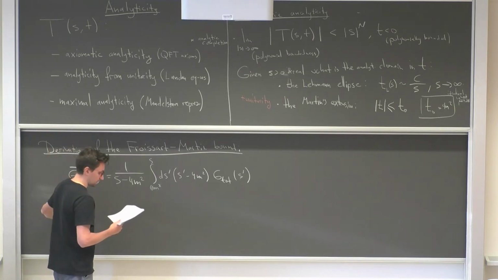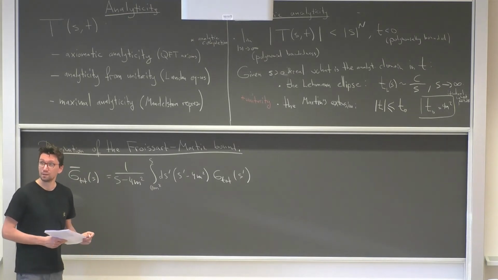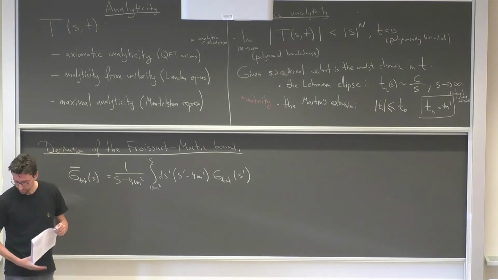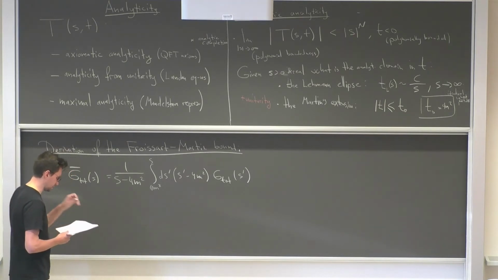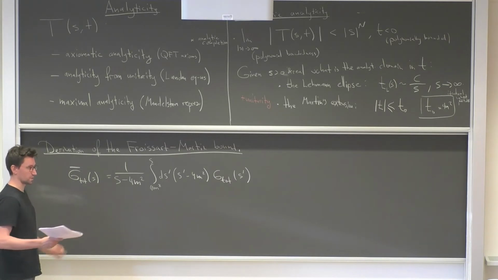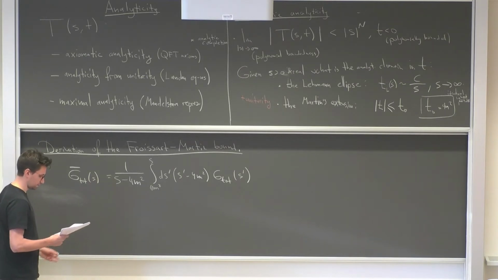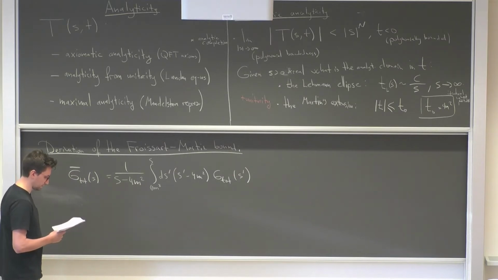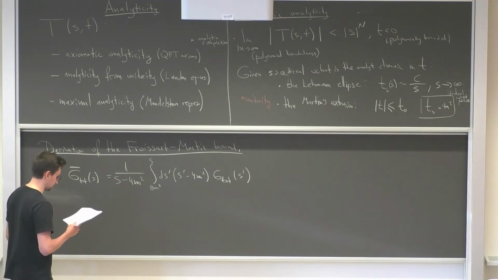Okay, it will take me a few minutes to derive this bound, but I think it's worth it, because in fact the Froissart-Martin bound is probably the most famous result of S-matrix theory, and the way I present it is not often presented in the books, and sometimes it can be confusing the way it's presented. At least I find it confusing, and I hope this will be clear.